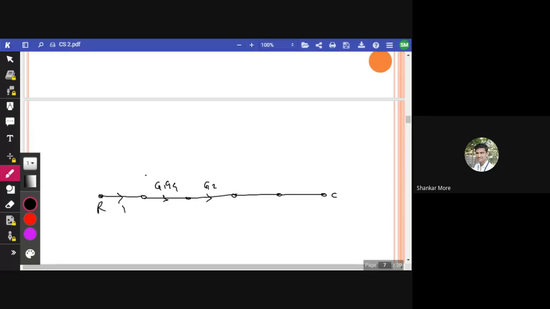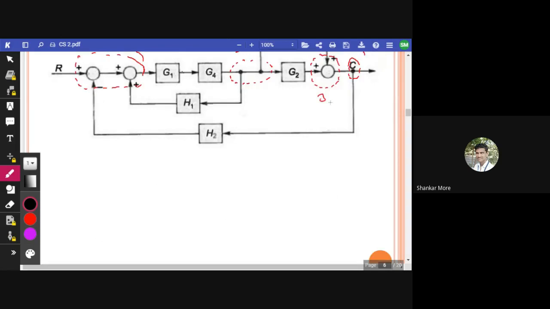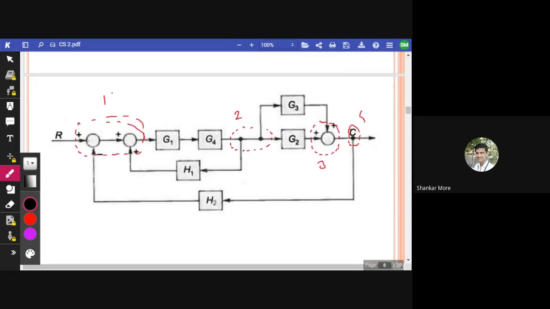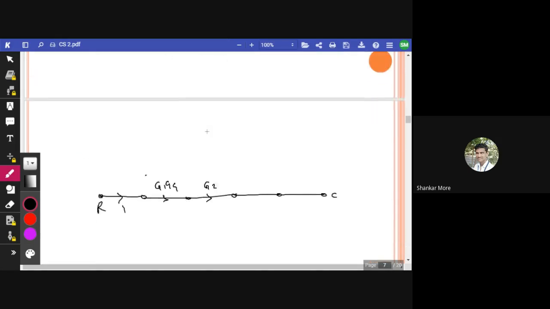Now, between third node and fourth node, what is there? Between third node and fourth node, nothing is there. Nothing. So we can write it as 1.